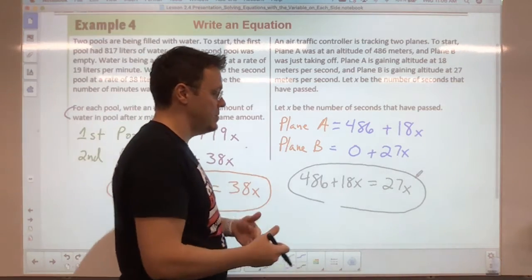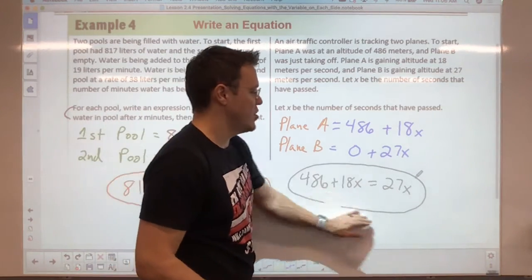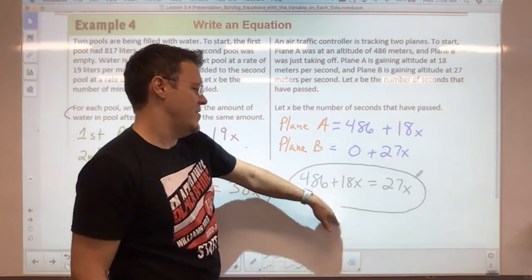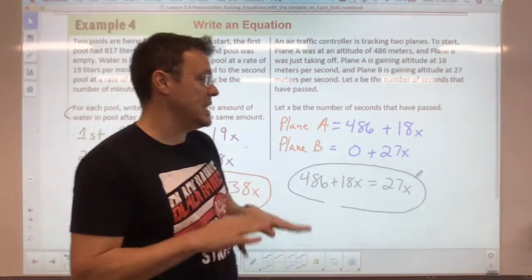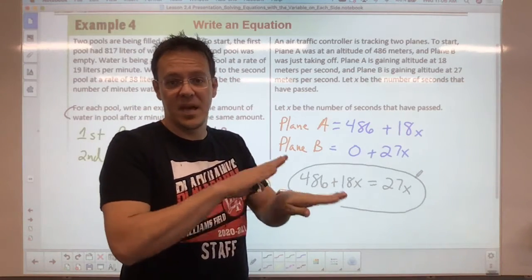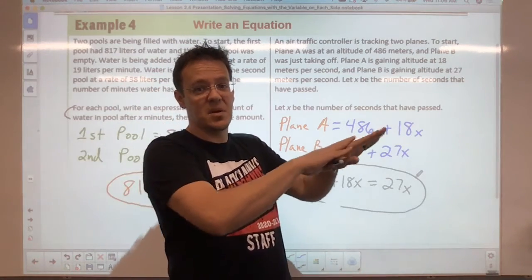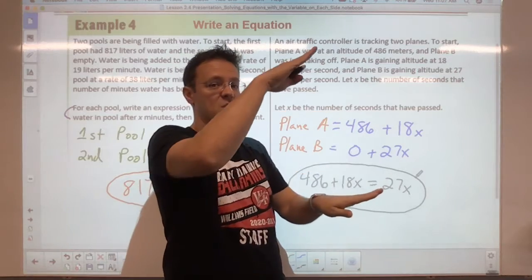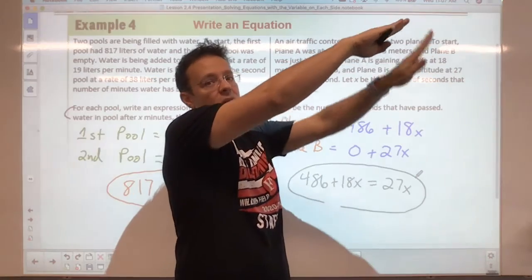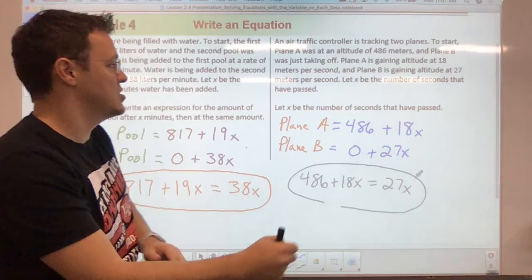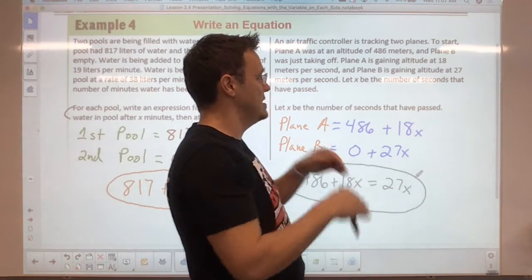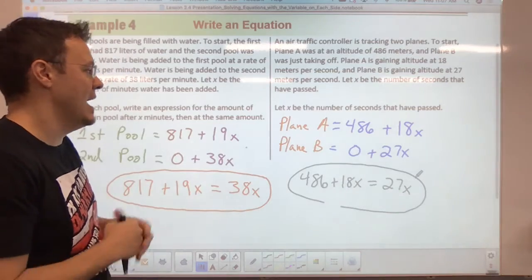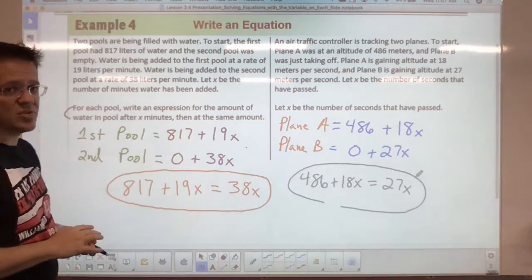We would do a multi-step equation, subtract 18 from both sides, and then divide by 9, and then you would know when both planes are at the same altitude, right? So when x is the same number, when they're going up in separate paths, because one's up here and the other one's down there, you would know when they would meet at the same time. It would be at x amount of seconds. The same expression goes for here, right?